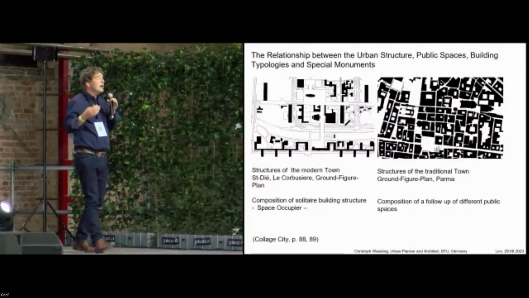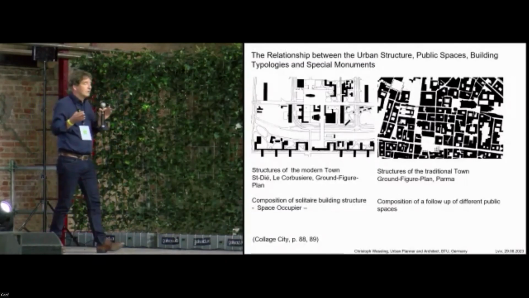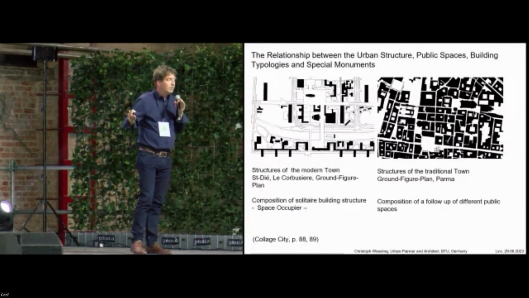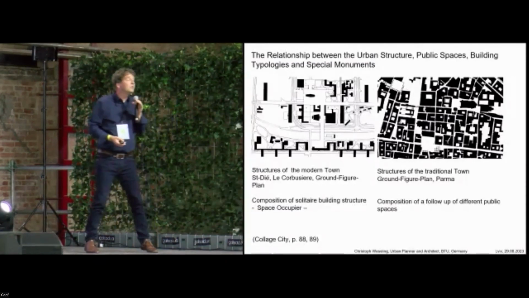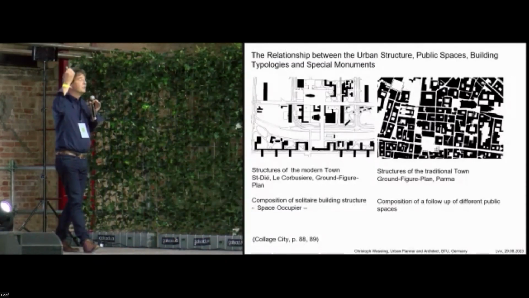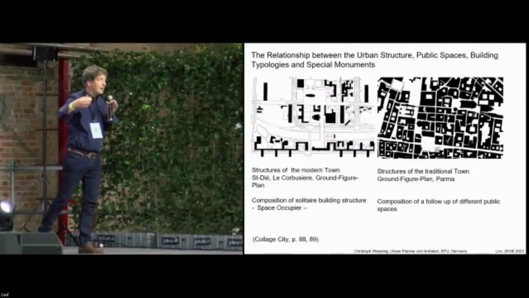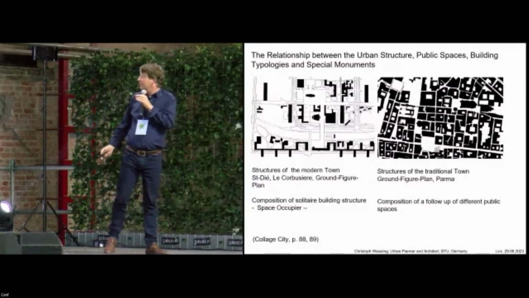It's the city of the space definers, like Colin Rowe and Fred Koetter explained in their volume Collage City. And on the other hand side, you see a composition of solitaire standing houses for an urban landscape, like Corbusier proposed here for Saint-Dié in France.